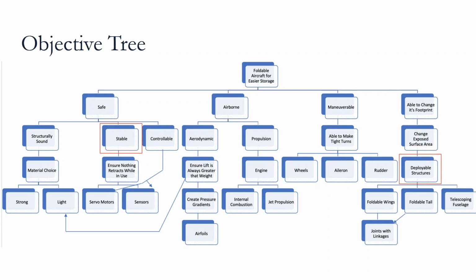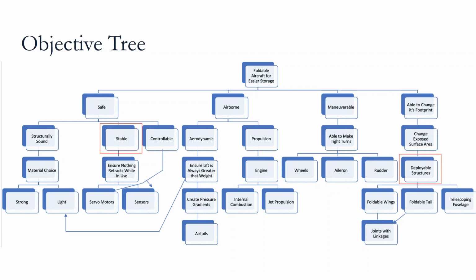So they said, okay, well, what does an aircraft need to be? It needs to be safe, it needs to be maneuverable, it needs to be airborne, it needs to fly actually to be an airplane, and then it needs to be able to change footprint. Those are the big things. And then I think they did a good job. Well, how is it going to be safe? Well, by being structurally sound, by being stable, by being controllable. You see, there's nothing here that says how are they going to ensure stability? How are they going to ensure controllability? How are they going to ensure structural soundness, right?